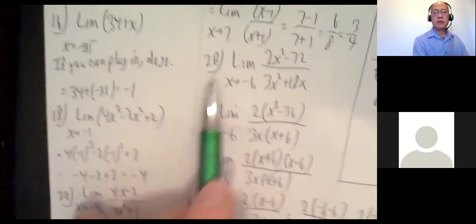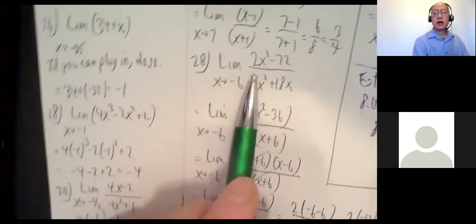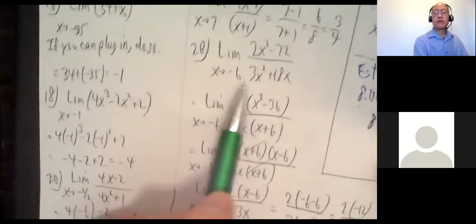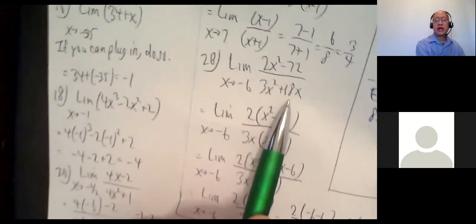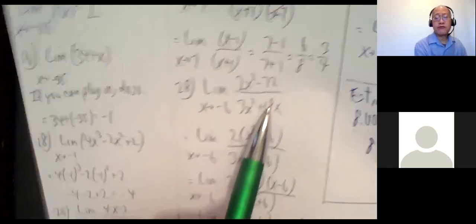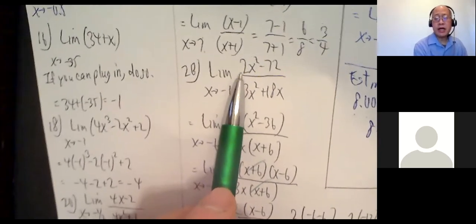All right, 28. Limit as x approaches -6 of 2x squared minus 72 over 3x squared plus 18x. All right, so we will factor first. On top, I can take out a 2, right?